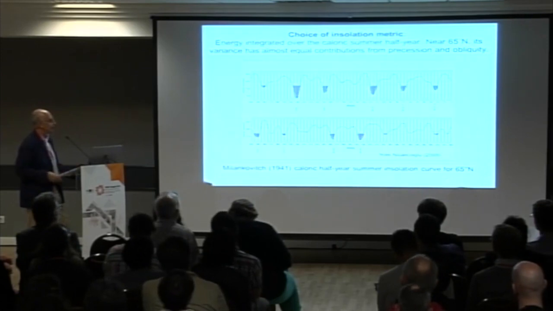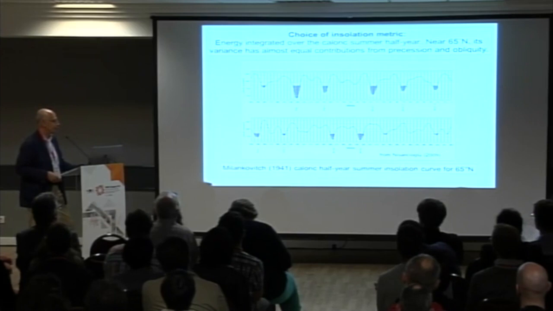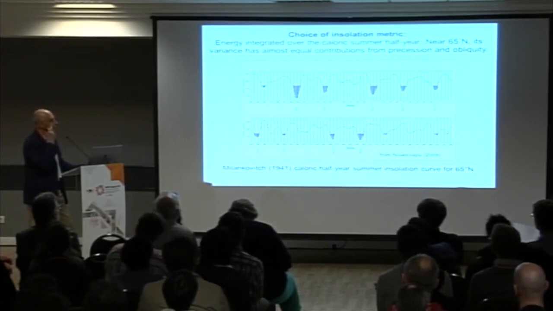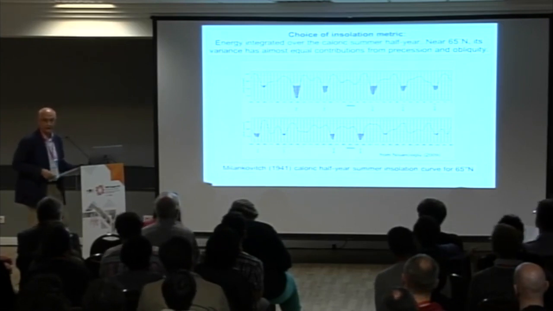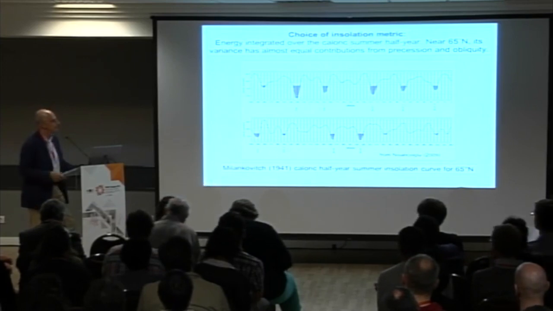So we use instead the original metric used by Milankovitch, which is the caloric half-year summer insolation at 65 degrees. It's the energy integrated over the caloric summer half-year. And it turns out that around 65 degrees, this measure has almost equal contributions of precession and obliquity.